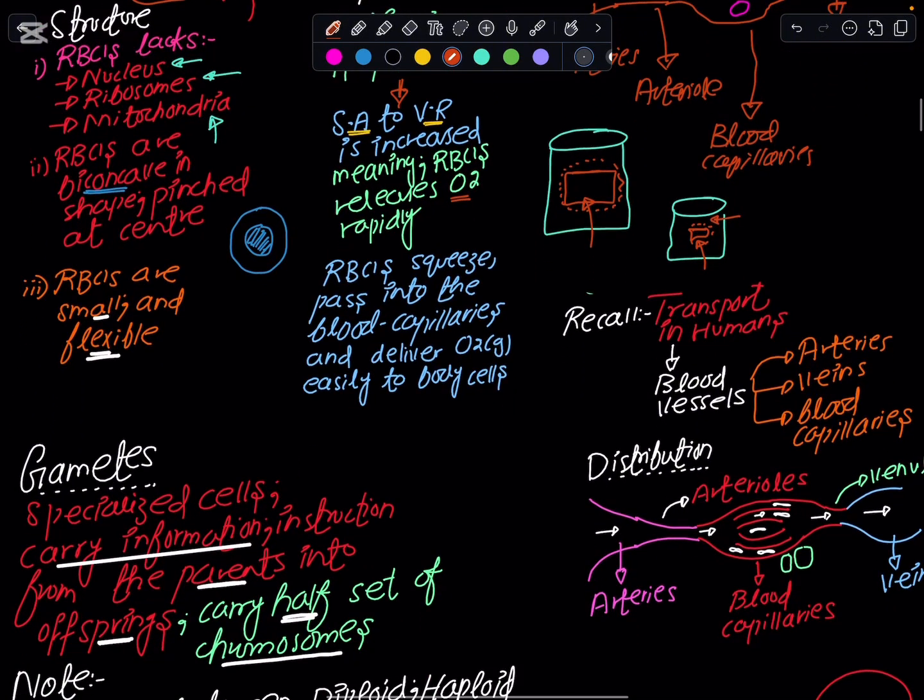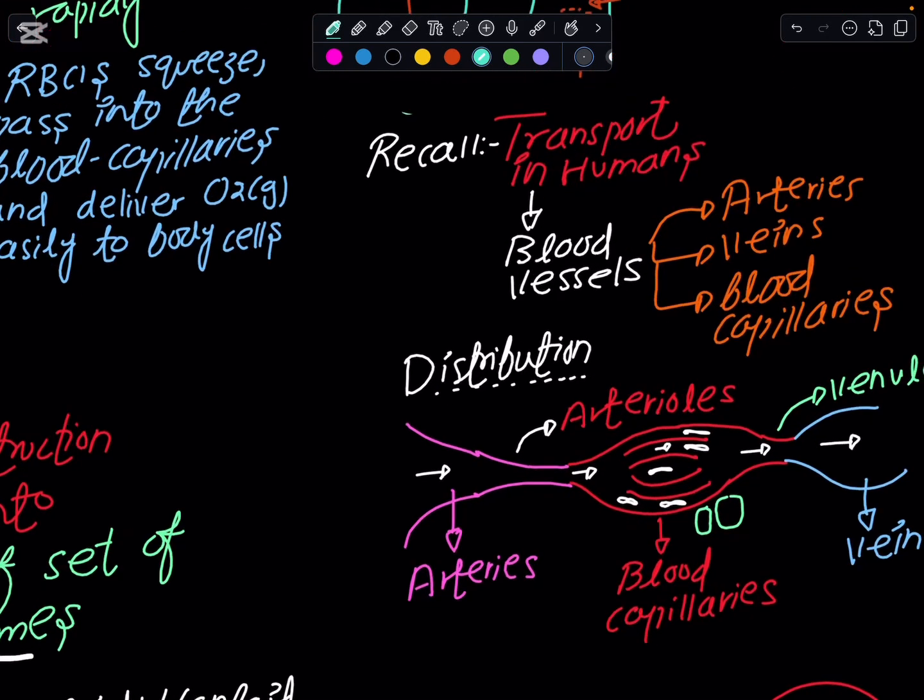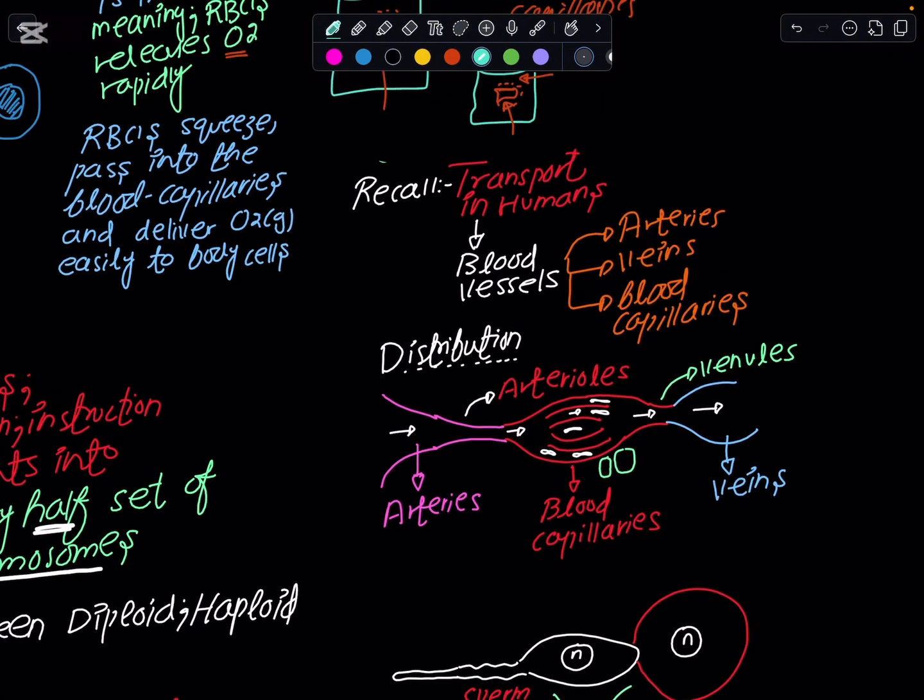Other than that, these red blood cells that we have are small and they are flexible. Why do they have to be small and flexible? Because I told you a while ago that the red blood cells at any cost must come to the level of the blood capillaries. And why do they have to come to the level of the blood capillaries? Because these blood capillaries surround the cells, and those cells are in need of oxygen gas. So these red blood cells being small and flexible squeeze through the blood capillaries, and when they squeeze through, they are in more exposure with the surrounding cells.